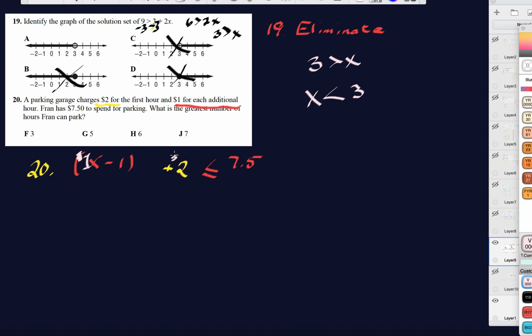And this is $2, and this is $7.50, right? $7.50. So there's an implied $1 here, minus 1 hour. 1 hour, right? Because it's per hour, and we take off the 1 hour because we have that $2 that you're automatically charged when you walk in.